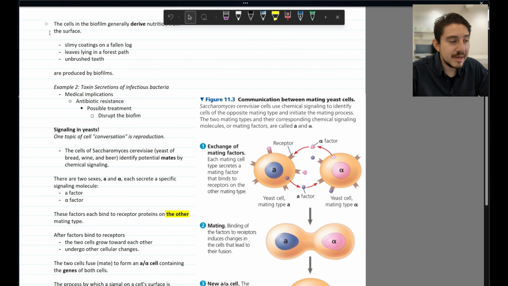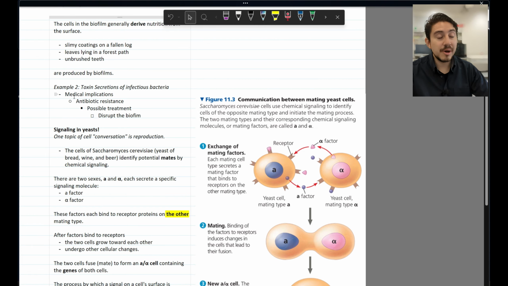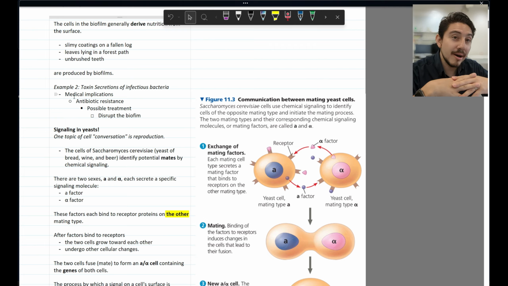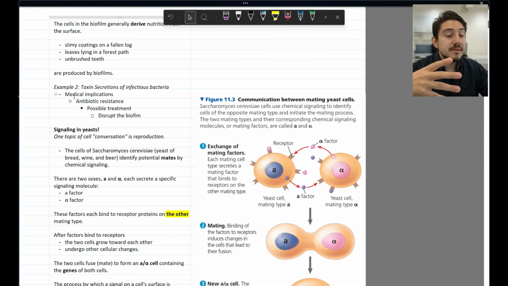And like I mentioned before in that science practice, toxin secretions of infectious bacteria, right? This could have medical implications. Again, you have this biofilm, this density of bacteria, and since they have this density, they can secrete collectively a toxin, okay? And a problem with this also is that, especially with bacteria that are resistant to antibiotics, they also will produce this biofilm and they'll secrete the toxin.